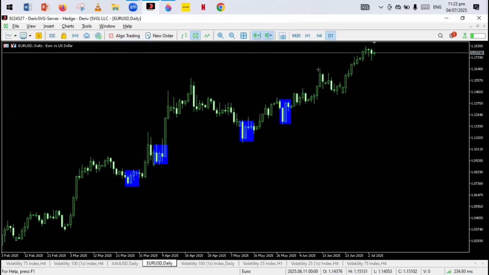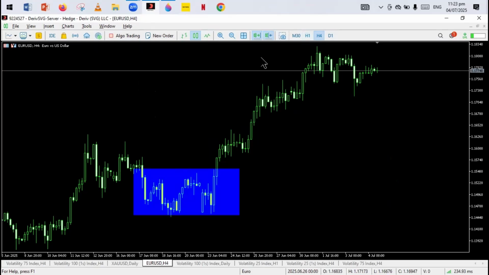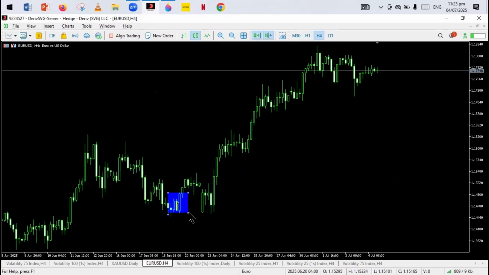And then what do we have? Higher high, higher low. For that one, it's not clear, but if we go to the 4-hour, you can see higher high, higher low. What do we have? At this level, we have a bullish engulfing. So that is how you can tell.